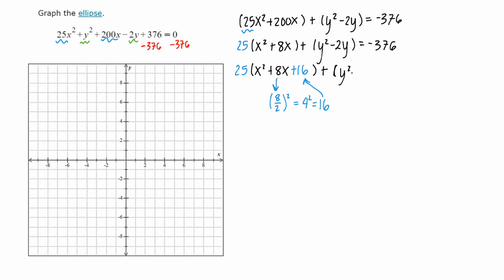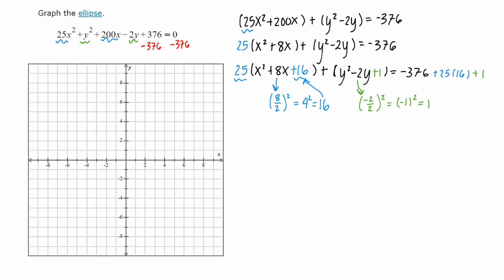On this side, y squared minus 2y, we're taking this negative 2, dividing it in half, and squaring it. So negative 2 divided by 2 is negative 1. Negative 1 squared is 1. So we are adding 1 here. So here we have our negative 376, and we are multiplying 25 and 16 and adding it over here. So 25 times 16. And then here, there's nothing out front, so we're just going to add a 1. So they have to be added on both sides. We added it here, and here, here, and here.